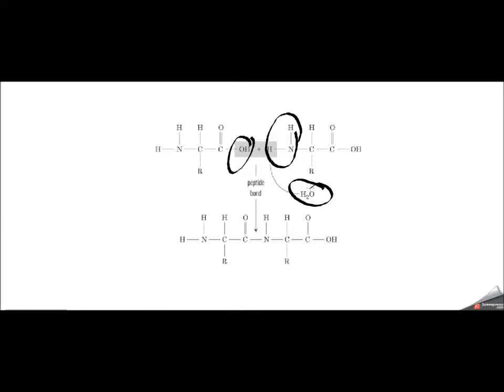When this occurs, a peptide bond, which is covalent, is made between the carbon and the nitrogen of the 2 amino acids. Now let's talk about the opposite of this reaction, hydrolysis.